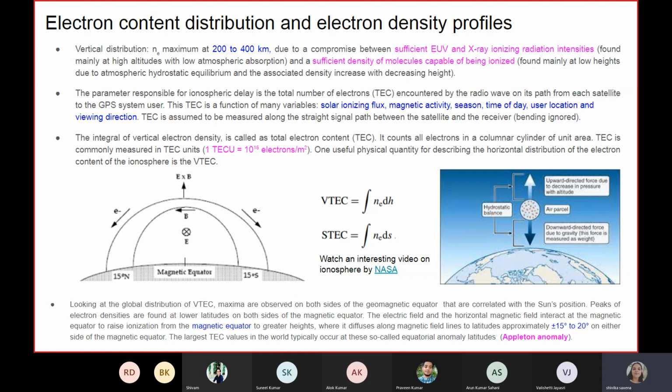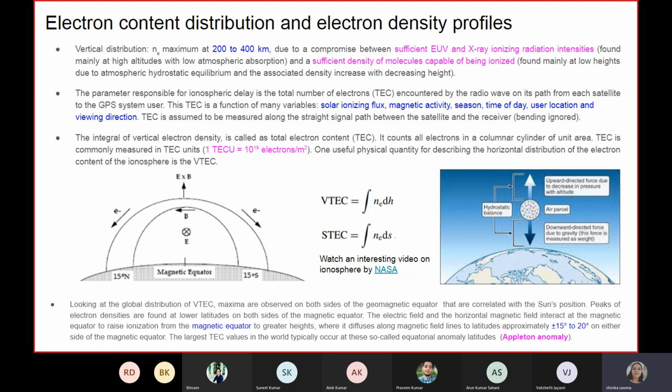The parameter responsible for ionospheric delay is termed as total electron count, that is TEC. This is a representation of electron density and it is a function of many variables: solar ionizing flux, magnetic activity in the region, season, time of the day, user location, and viewing direction. These are the many factors which affect the total electron count at a place.